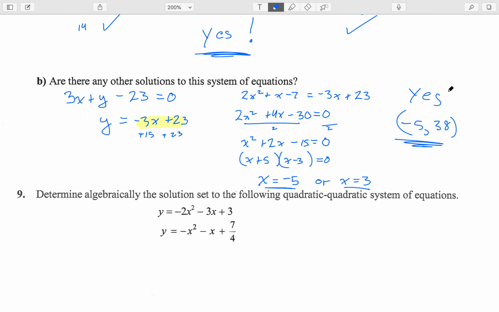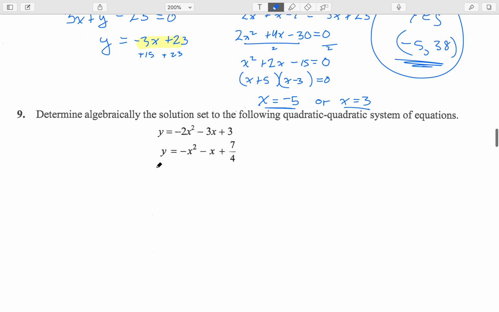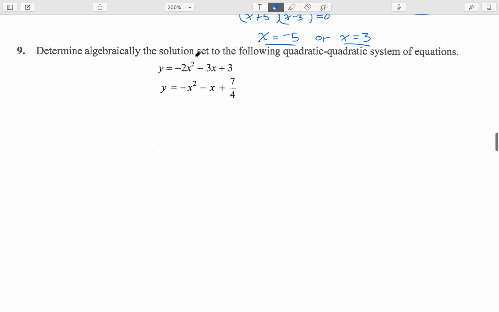Now it just says, are there any other solutions? Yes. There it is. Okay. Determine algebraically the solution set to this quadratic. Okay, so once again, y is equal to. Now, you might just say, hey, why don't I double this, and then these will cancel. You're right, but these ones won't. I can't do this by elimination because I don't get all the x's to cancel. Now, I could, of course, subtract y minus y, which is 0. That's a pretty easy way to do this.